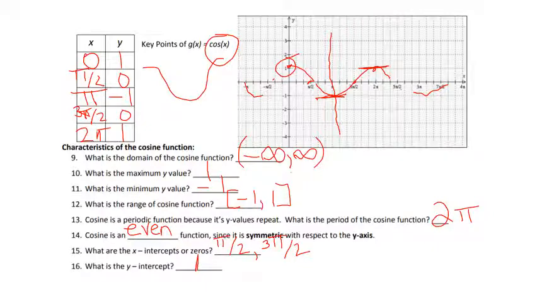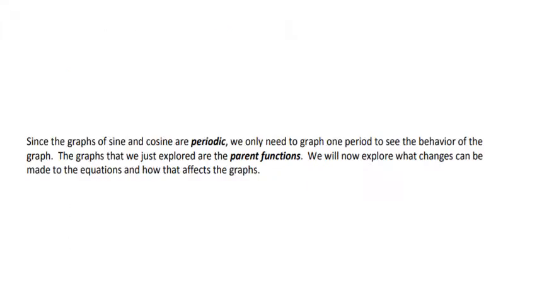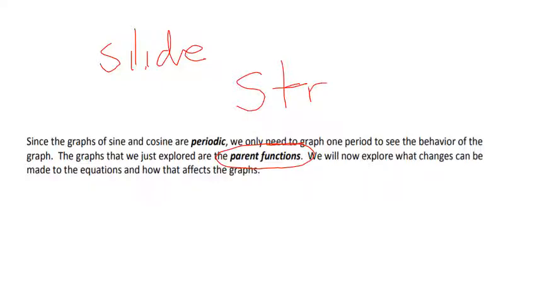Now let's talk a little bit more about how these graphs can be transformed. Because they're periodic, what we have graphed here is just the parent function. Obviously, it's not going to look that way all the time. There can be changes made to the graph and transformations where we can slide it by translating it. We can stretch it either vertically or horizontally. You can do all kinds of transformations to it. Today we're just going to explore a couple.